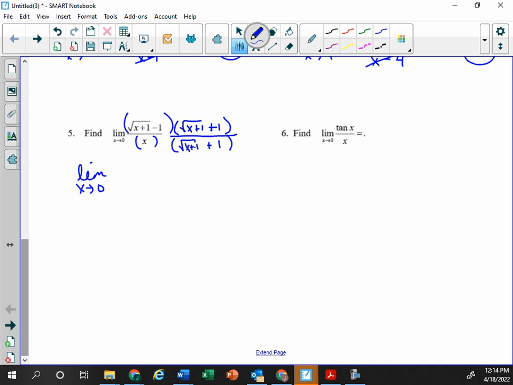Okay, should I multiply the numerators? Yes, those are the two that are the conjugates. Should I multiply the denominator? No, leave that factored. What do I get in the numerator? What's square root of x plus 1 times square root of x plus 1? X plus 1. And what's the last part going to be? Minus 1. So what is that numerator really? Can we just go to x? Are you guys okay? Okay.